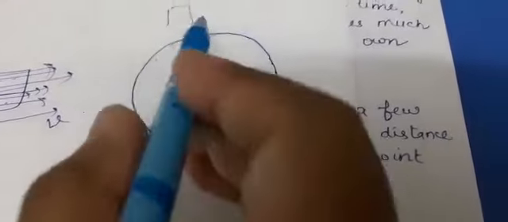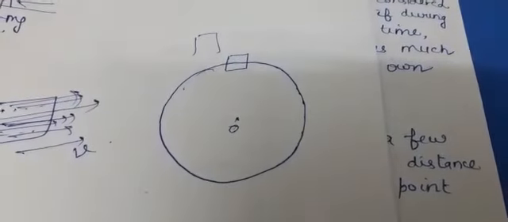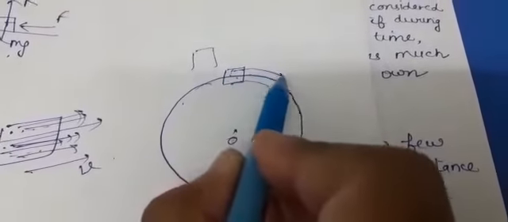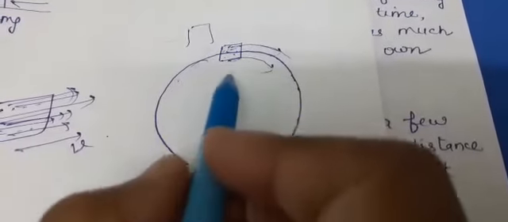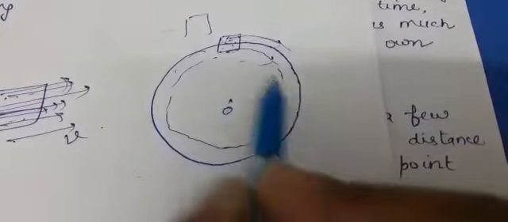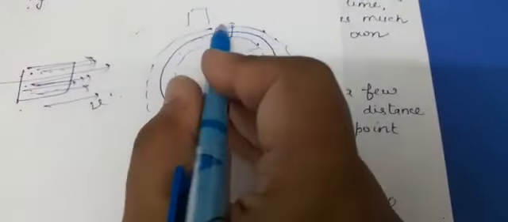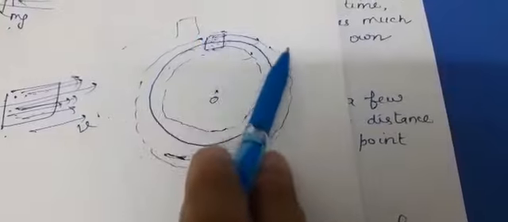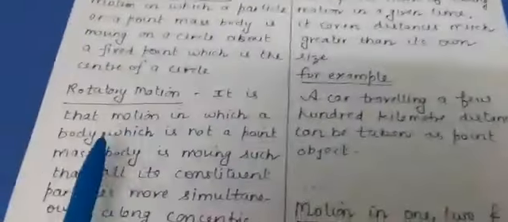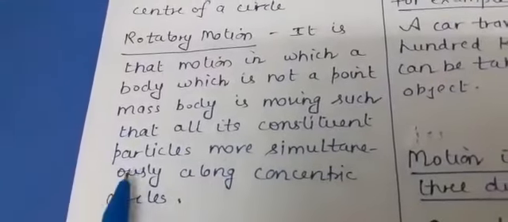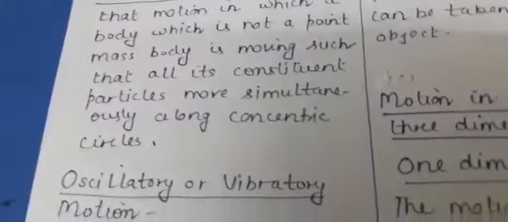Rotatory motion is a motion in which the body is not a point mass body, meaning a body consisting of a number of particles. Suppose the car is moving along a circular path, and all individual particles of this car, a body having certain size, are moving along concentric circular paths. I have taken only two particles, but there can be an infinite number of particles of this body moving along the circular track. So basically, rotatory motion is a motion in which a body which is not a point mass body is moving such that all its constituent particles move simultaneously along concentric circles, meaning about a fixed central point.